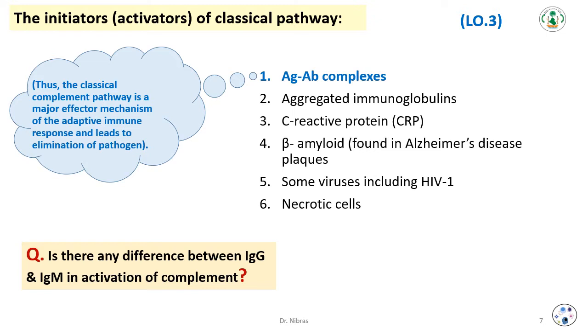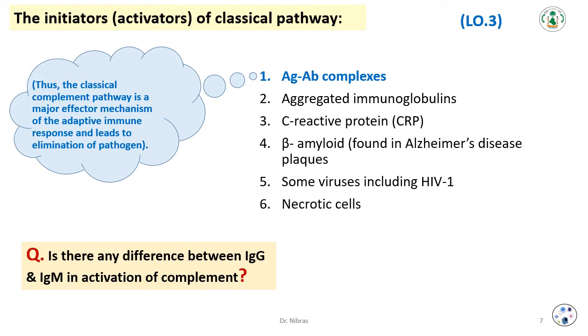Second, aggregated immunoglobulins. C-reactive protein. C-reactive protein is a protein made by the liver, and its levels in blood increase during inflammation. The C-reactive protein test measures the amount of C-reactive protein in blood to detect inflammation due to acute conditions or to monitor the severity of disease in chronic conditions.